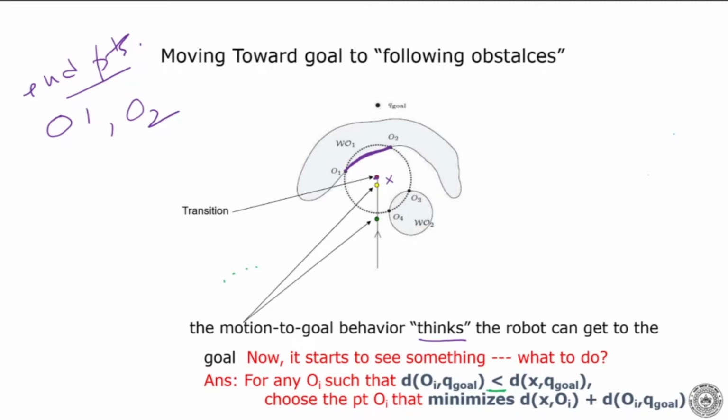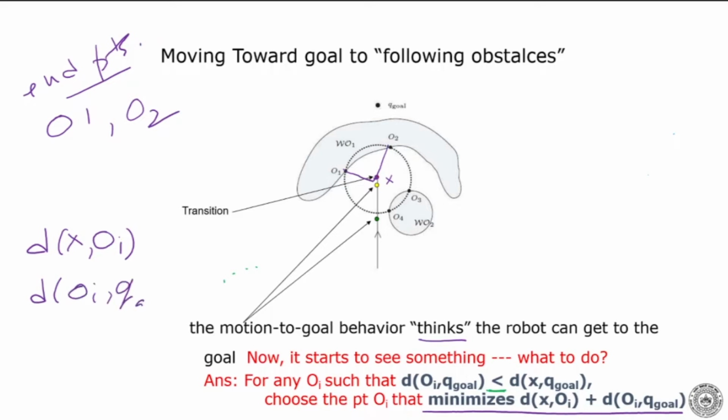In that case, what it does is minimize this function. Now what is this function? d(x, Oi) is the distance of the robot from the point x to point 1 and point 2. So there are two distances here: one distance here, and another distance there. The other term is d(Oi, q_goal), which is the distance from the two points O1 and O2 to the goal. That is one distance here, another distance there.